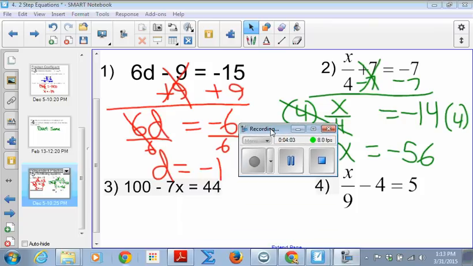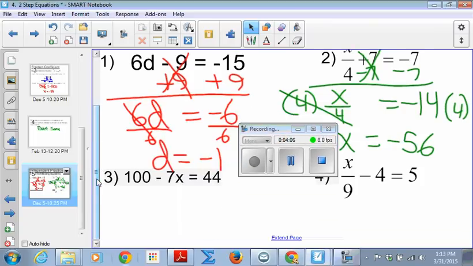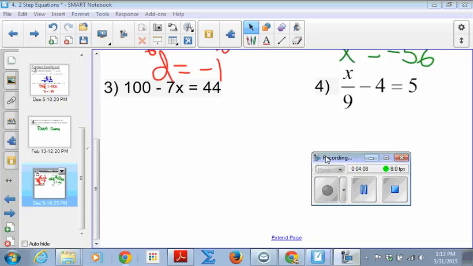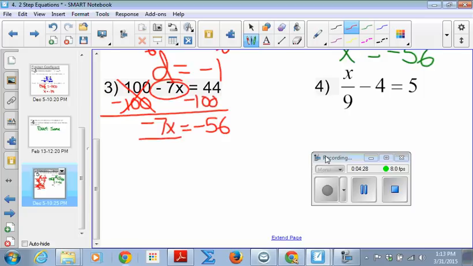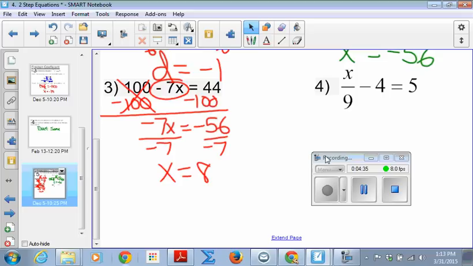Moving down to problem 3. We got 100 minus 7x equals 44. So we want to get this 7x by itself, so we're going to get rid of 100. Notice what happens here, this negative sign stays with 7x. 44 minus 100 equals negative 56. To get x by itself, divide both sides by negative 7. Leaves you with x equal to 8.